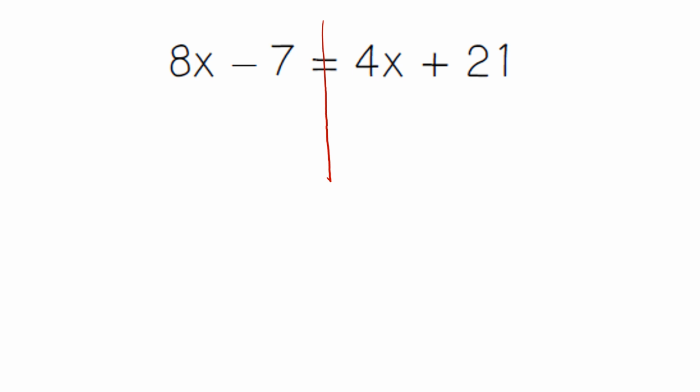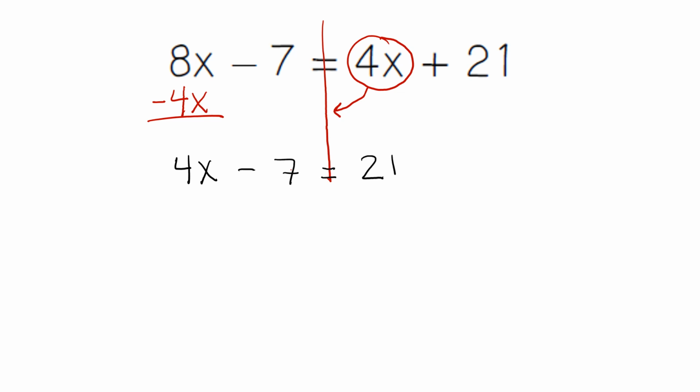Looking at this equation, 8x is already on the left-hand side. The 4x is on the right-hand side. We take the 4x, we do the opposite, we do a minus 4x, and we solve. 8 minus 4 is 4. We bring down the minus 7 because we did not use that part, and we bring down the positive 21 because we did not use that part either. Then we can move on to step 4.